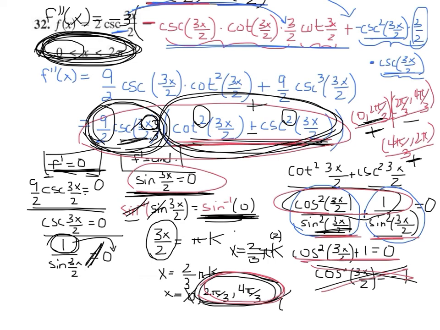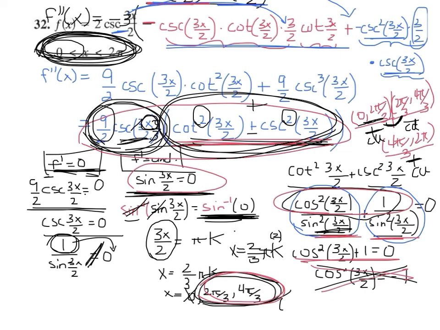You could do pi. Between 2 pi over 3 and 4 pi over 3, we could do pi. And if we do just pi, we're going to get 3 pi over 2. Cosecant of 3 pi over 2 is -1. Yep, that'll be negative. So then we know it's concave up, concave down, concave up. And then our POIs would be, because it changes in concavity, at 2 pi over 3 and 4 pi over 3.